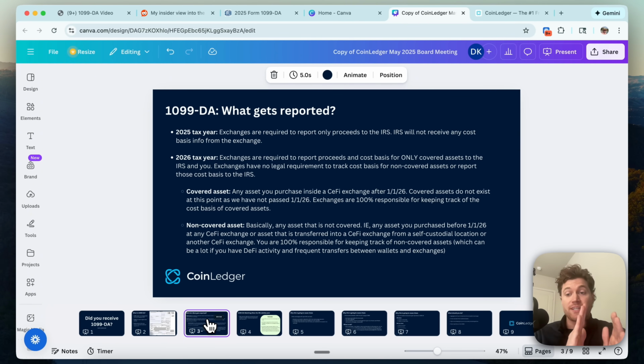You owe taxes on your gain or loss, which is your proceeds, how much you sold it for, minus your cost basis, how much it cost you to originally acquire that Bitcoin. If I acquired that Bitcoin for $100,000, my taxable gain is $20,000. But the 1099-DA in 2025 especially is not going to list that gain or loss for you. It's up to you to calculate it on your own.